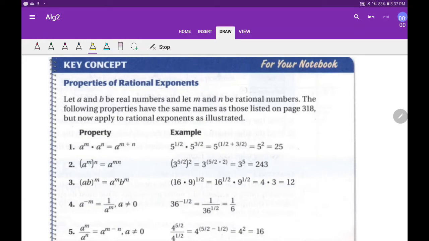I'd like to go over these properties of rational exponents. They're just as good as the original ones. We know that if we have a common base, a times a, I'm allowed to add their exponents. So the same thing goes here. If I have a common base of 5, I'm going to add the exponents. And 1/2 plus 3.5, or 3 over 2, 1.5, is 2.